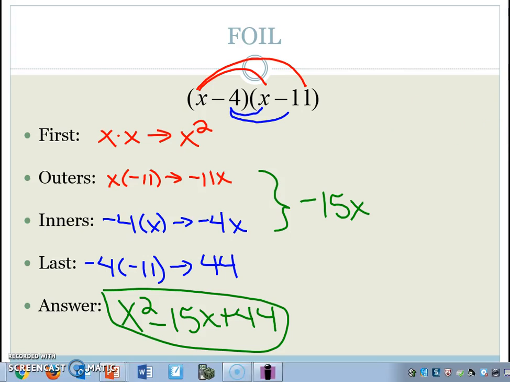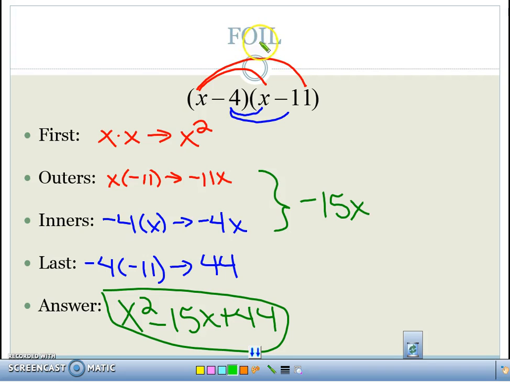So I'm going to have you copy. FOIL means first, outers, inners, last. What I'm going to do is multiply x minus 4 times x minus 11. First, you're going to take this first x and multiply it to the first x here. That's why it's first. So please write x times x, which is x squared.